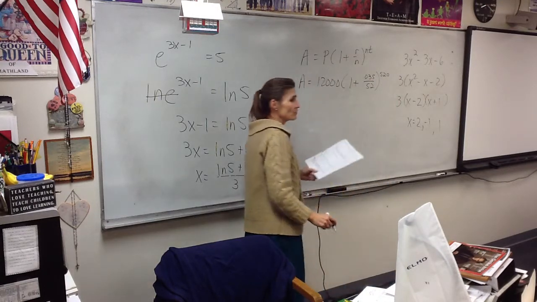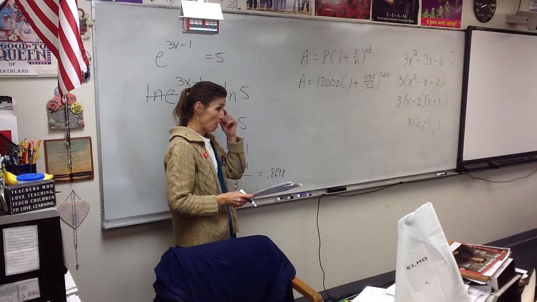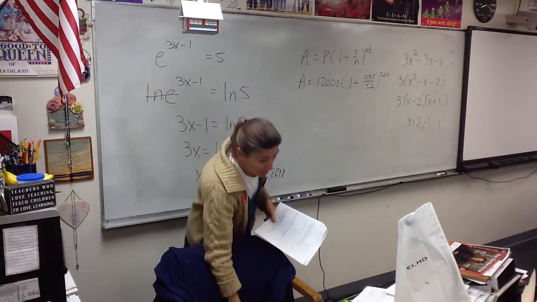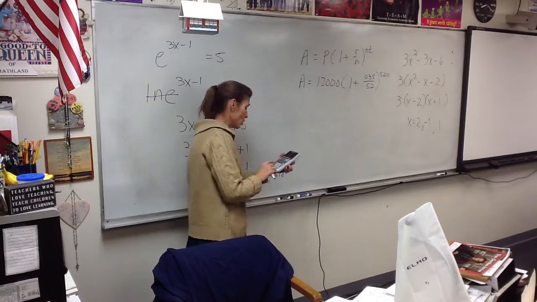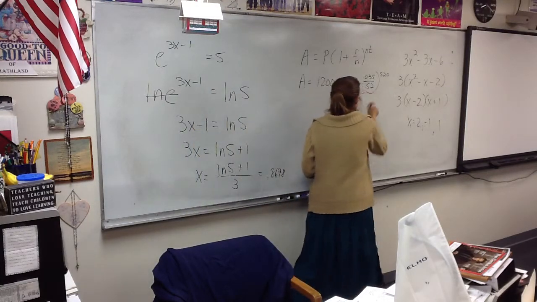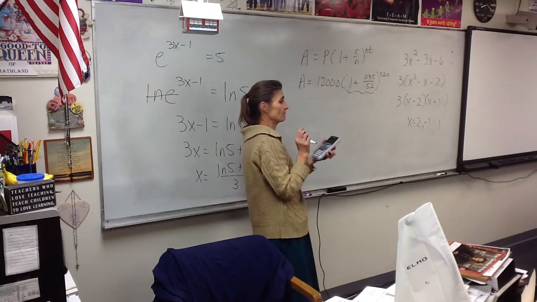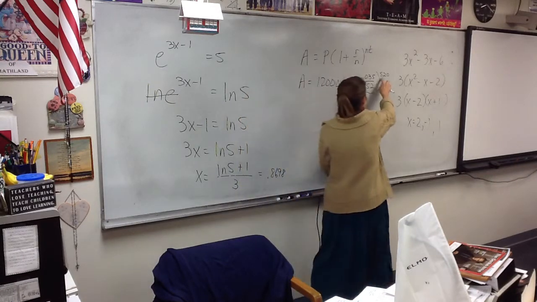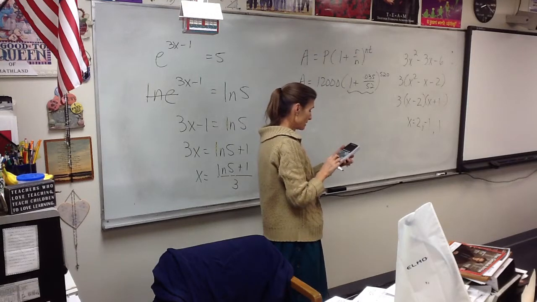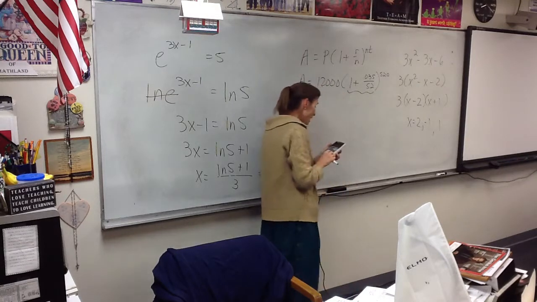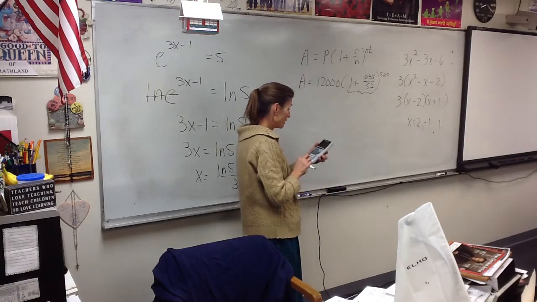Raised to the, how did I get 520 up there for my exponent? It's 52 times 10, because the problem says 10 years, right? Now, am I going to need logarithms for this one? No. I'm going to start right here. I'm going to type in 1 plus 0.035 divided by 52 equals. Then I'm going to raise it to the 520th power. And then I'm going to times it by 12,000.